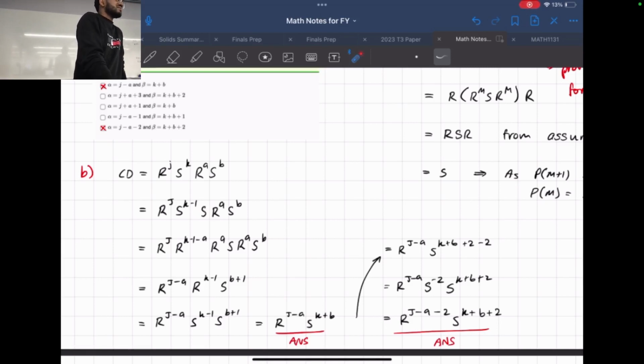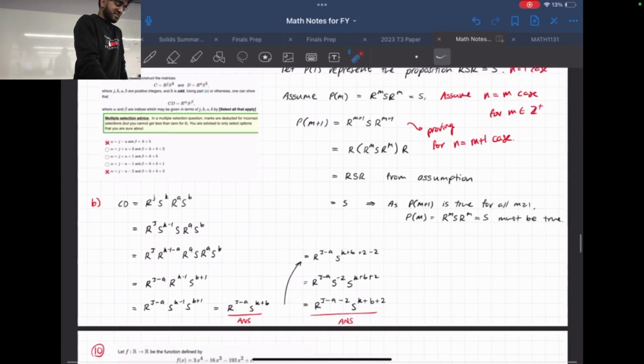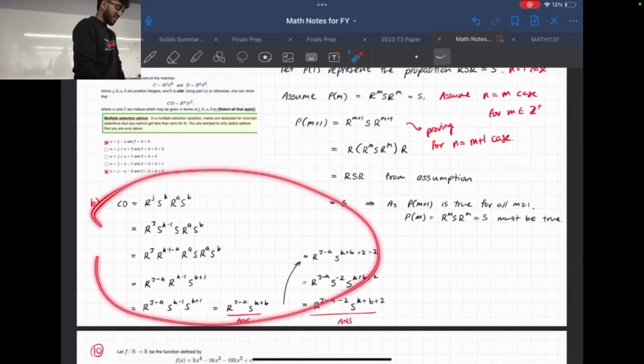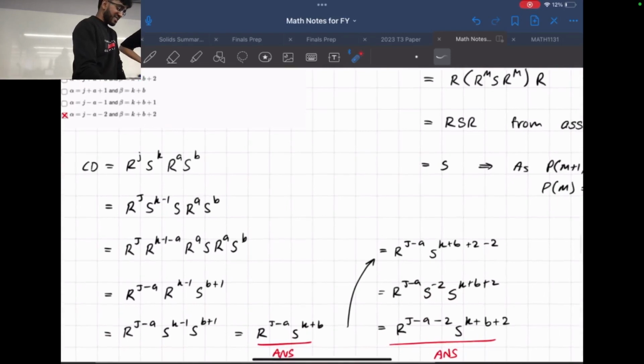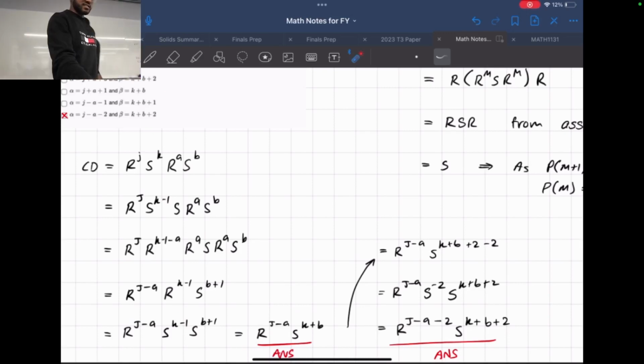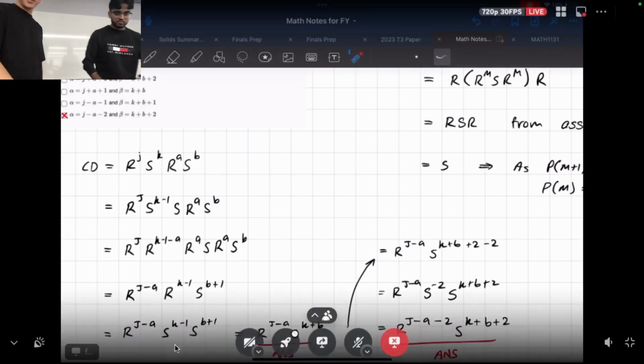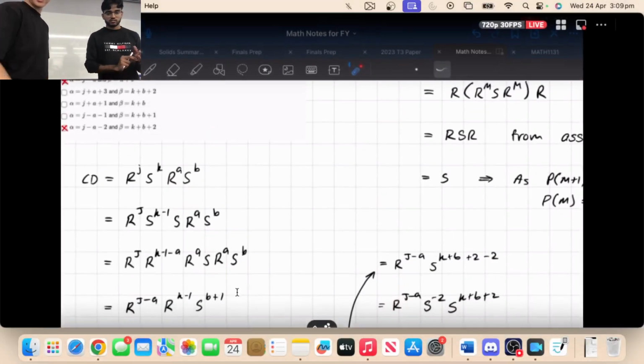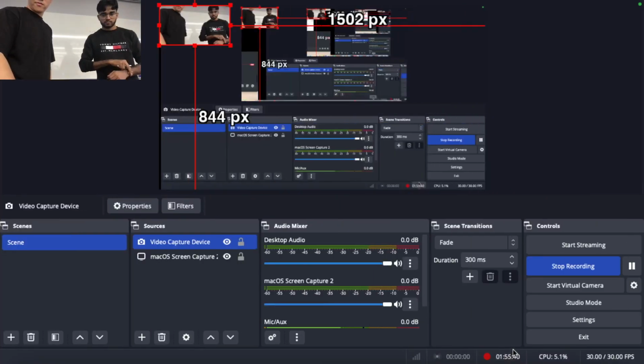We're done. This question was so cooked. I didn't even go through it. For some reason they took out an S, then multiplied by an R to the a, then somehow this simplifies down, and then you get two different answers. They're making up their own maths rules. Wait, did you hit the stop record? No, I haven't stopped recording yet.